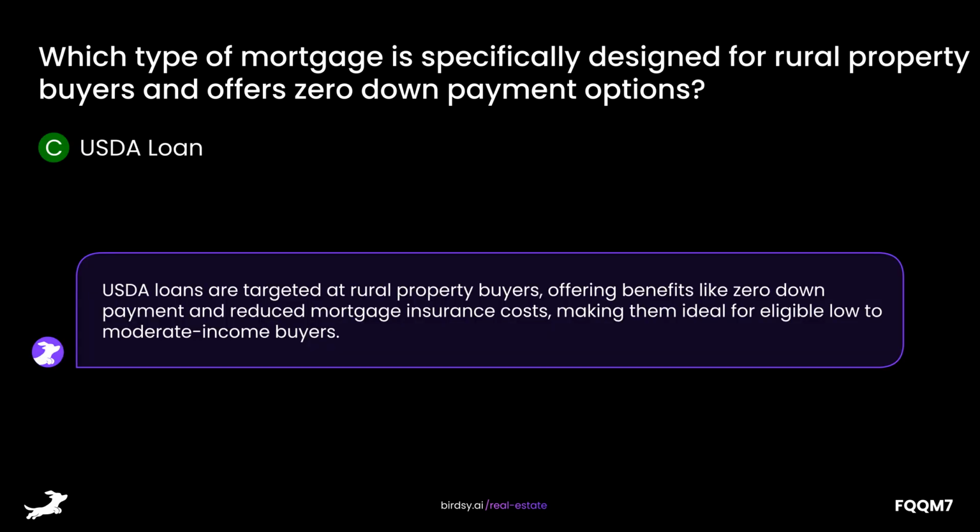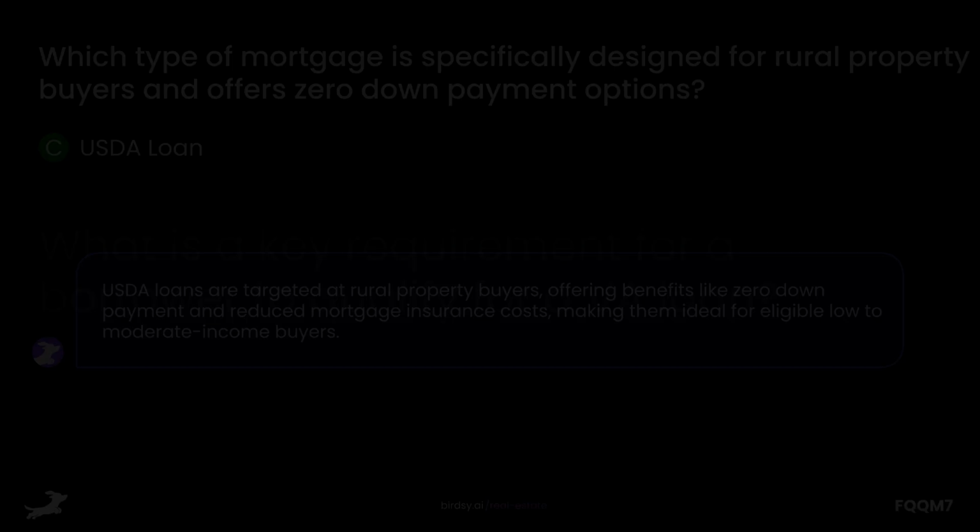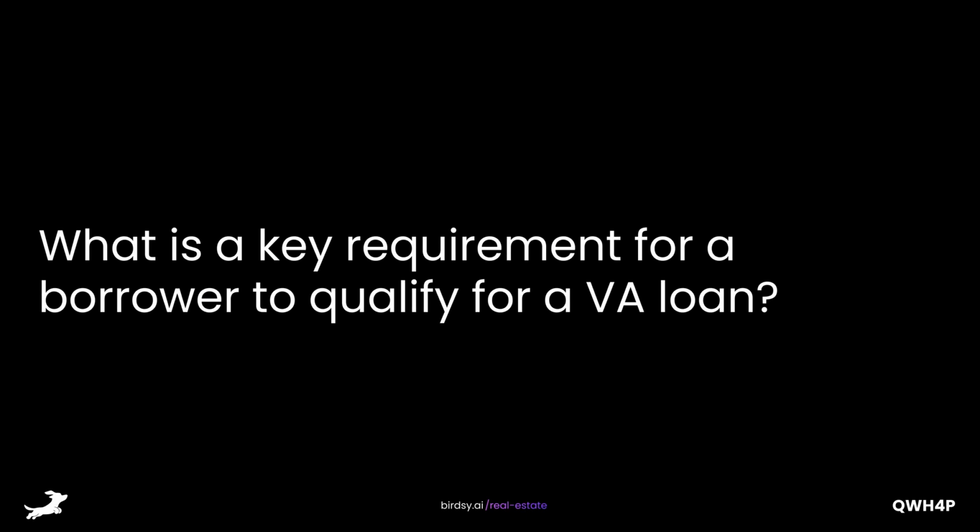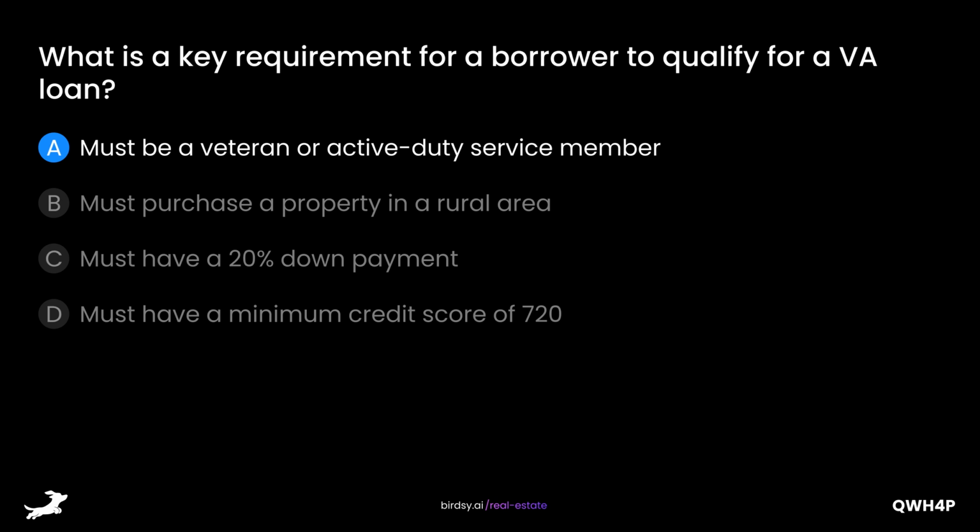USDA loans are targeted at rural property buyers, offering benefits like zero down payment and reduced mortgage insurance costs, making them ideal for eligible low to moderate income buyers. What is a key requirement for a borrower to qualify for a VA loan? Is it A, must be a veteran or active duty service member, B, must purchase a property in a rural area, C, must have a 20% down payment, or D, must have a minimum credit score of 720? The answer is A, must be a veteran or active duty service member.